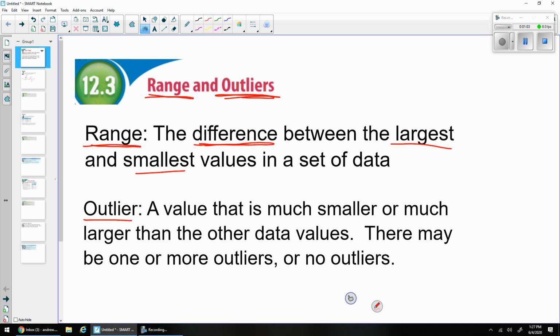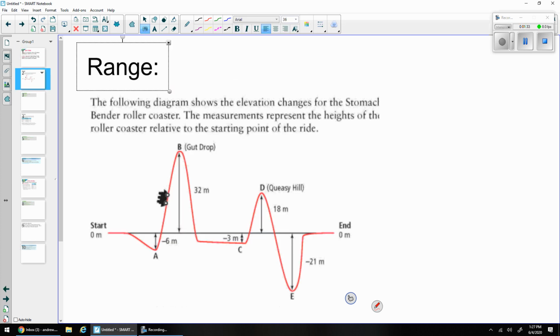And an outlier is a value that is either much smaller or much larger than the other data values. Okay, there could be one outlier, there could be more than one outlier, or there could be no outliers. You could have a set of data that is all relatively close together. Just because there could be an outlier doesn't mean there has to be one. Okay, so let's just look at range, what range means.